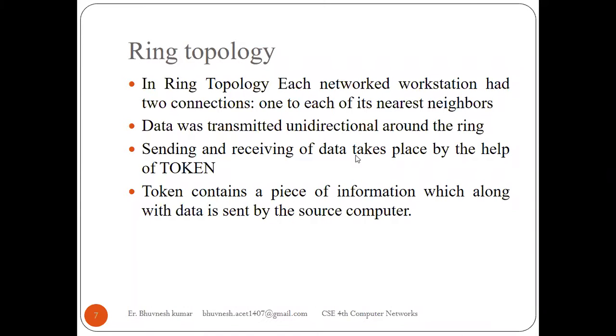Sending and receiving of data takes place with the help of a token, so token passing is there. The token contains a piece of information which is sent along with the data by the source computer, from where you have to send the data up to a destination. It can be the IP address of the destination, and it can be a key also. That key is matched with the destination key, then the destination PC can receive the data.